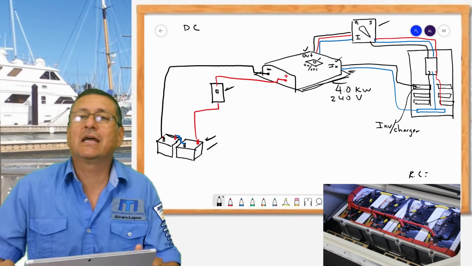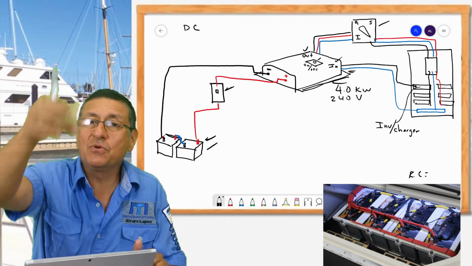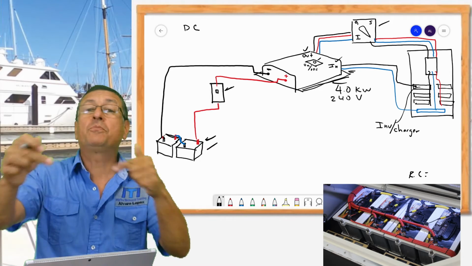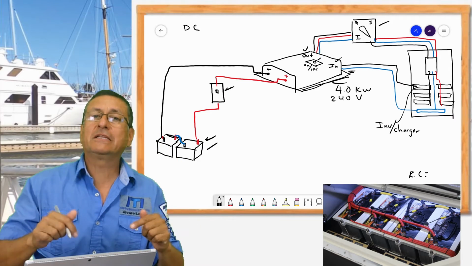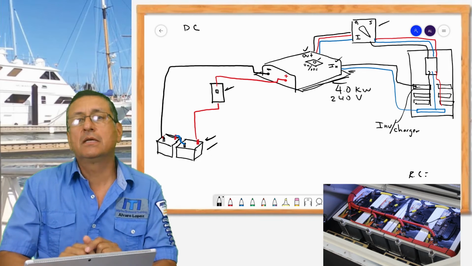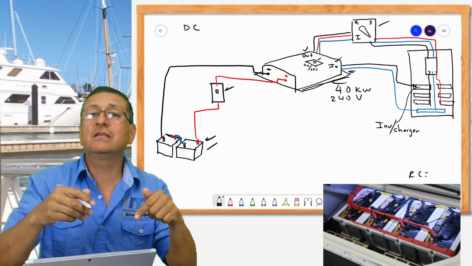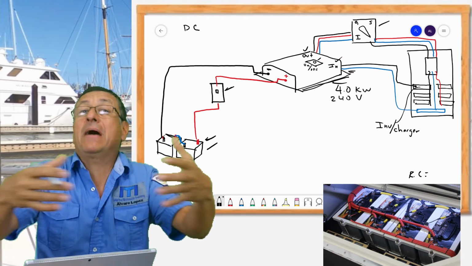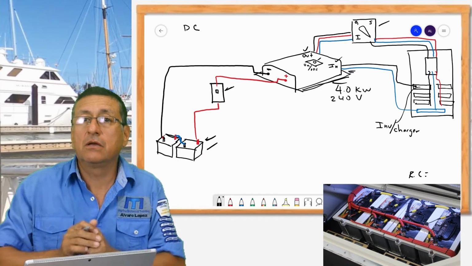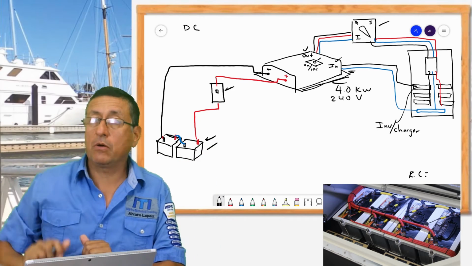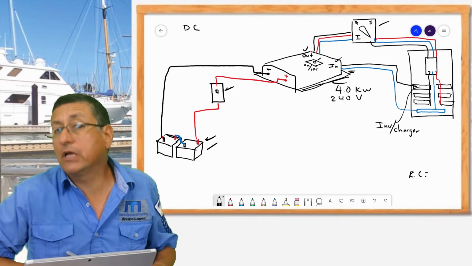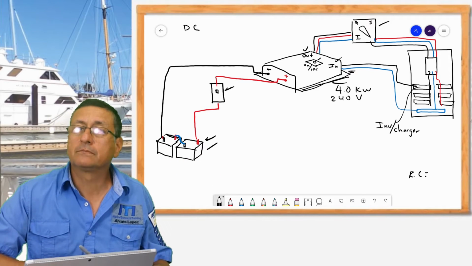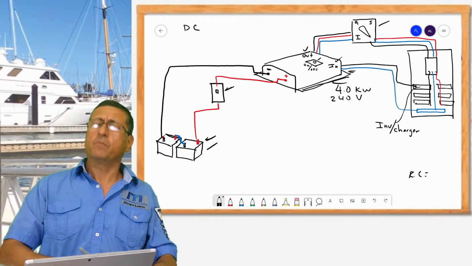We are going to check right now, and I want you to check in your boat if that group of batteries is appropriate, if it is properly connected, and if it has enough capacity to produce the output power. In this particular example, we have an inverter of 4 kilowatts, 4,000 watts. You remember the formula for power?